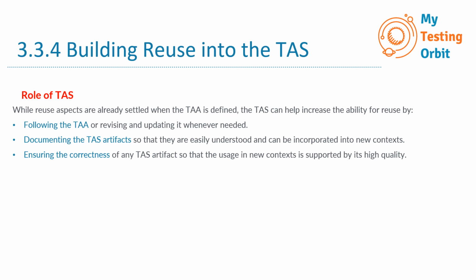All right, so in our example of the software organization we spoke about earlier, it enhances the ability for TAS reuse by following and, when necessary, revising the test automation architecture. They also prioritize documentation to make TAS artifacts easily understandable and ensure correctness through quality assurance practices. So this systematic approach supports efficient and consistent TAS reuse in various project contexts.